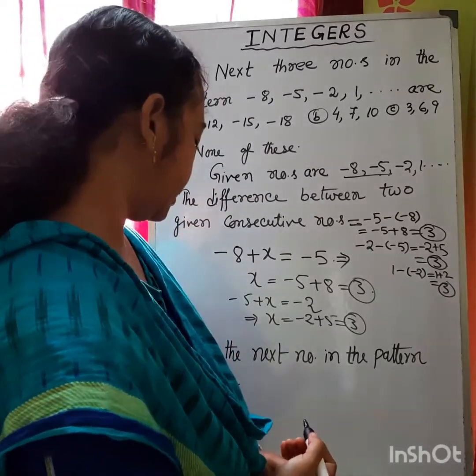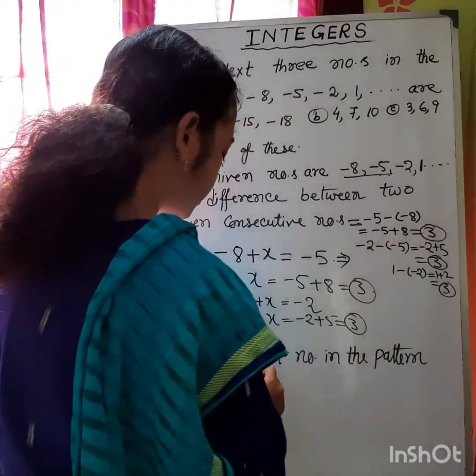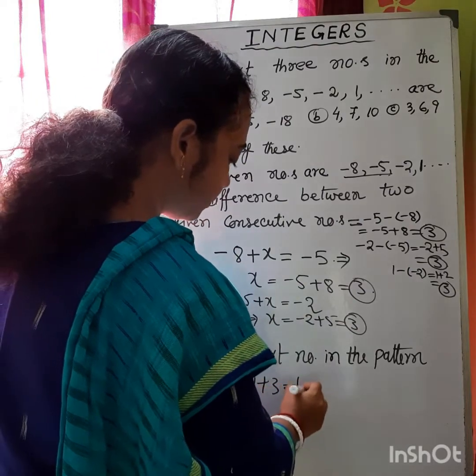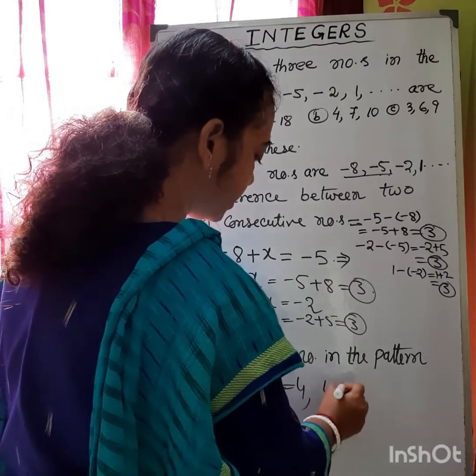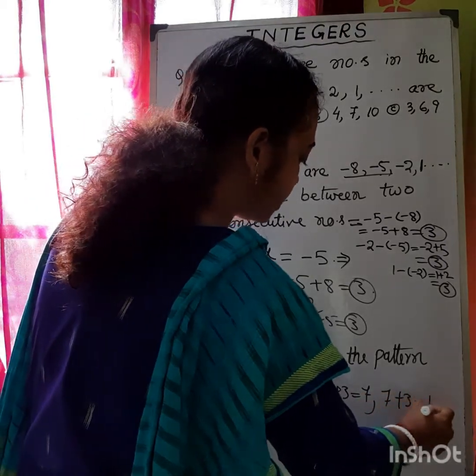So the next number in the pattern will be, starting from the last number given here, 1. So we write here 1 plus 3, that is 4. So again 4 plus 3, that will be 7, and then 7 plus 3, that will be 10.